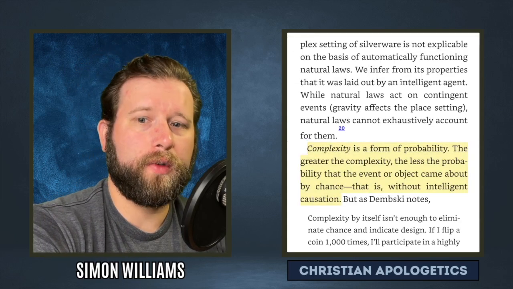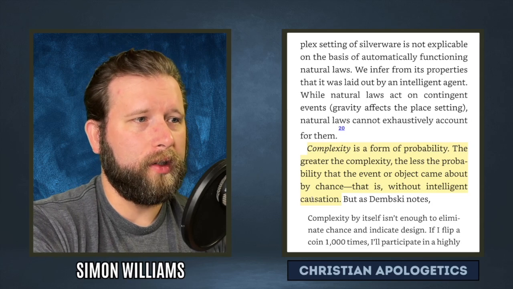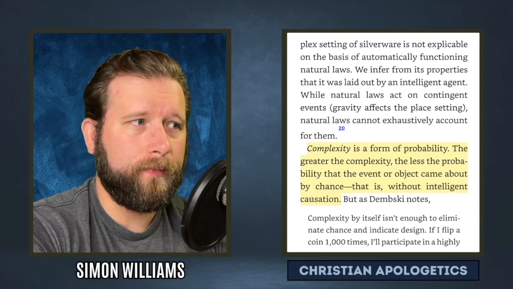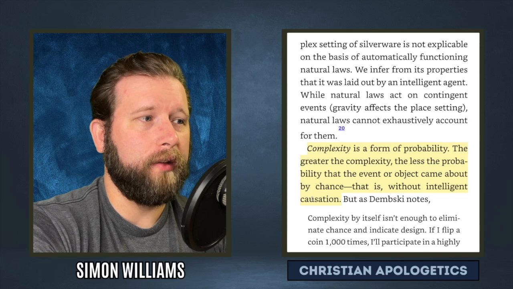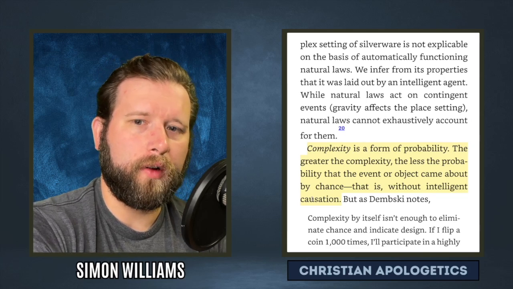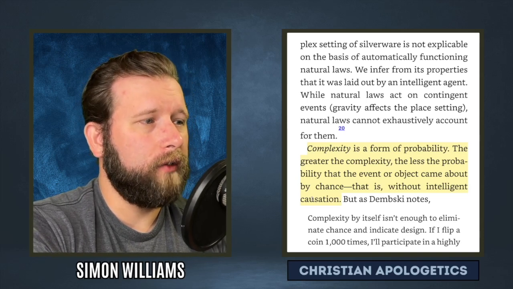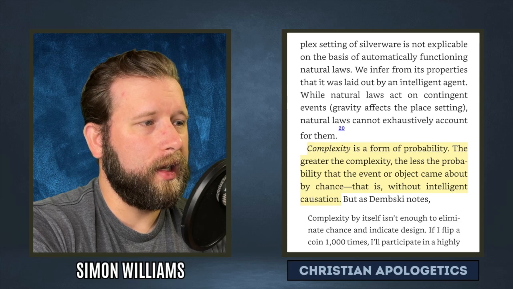All right, so the first one was contingency, and the next one is complexity. Complexity is a form of probability. The greater the complexity, the less the probability that the event or object came about by chance. And I talk about a version of complexity in the video I mentioned earlier. But as Dembski notes, complexity by itself isn't enough to eliminate chance and indicate design.